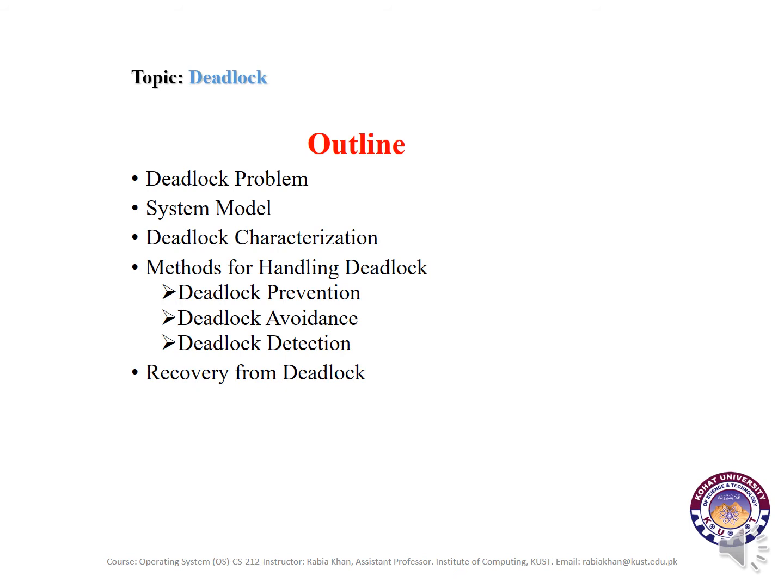The next topic of discussion in the outline is methods for handling deadlock. As you can see, we have different methods for handling deadlock, and we will consider all of them one by one. The first method that we will see is deadlock prevention. Then we will go for deadlock avoidance, then deadlock detection. So let's begin with methods for handling deadlock.